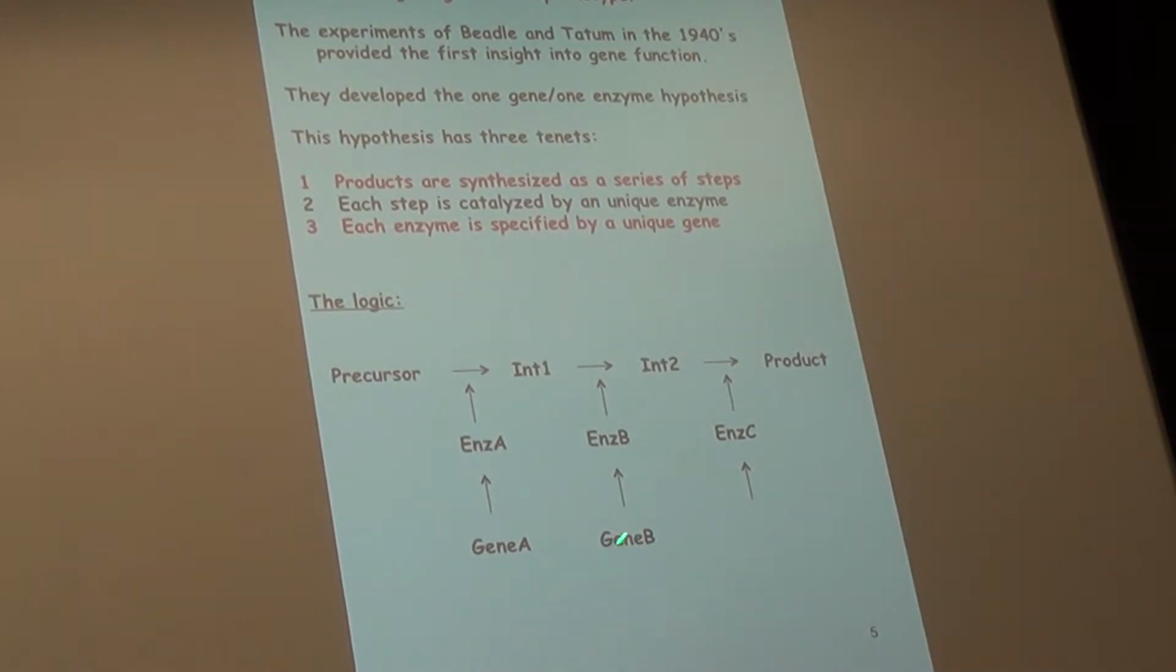There is gene B that will make RNA. The RNA will be translated into a protein. The protein will be enzyme B. This enzyme B will take intermediate 1 and convert it into intermediate 2. And gene C will make enzyme C, which will convert intermediate 2 to product.